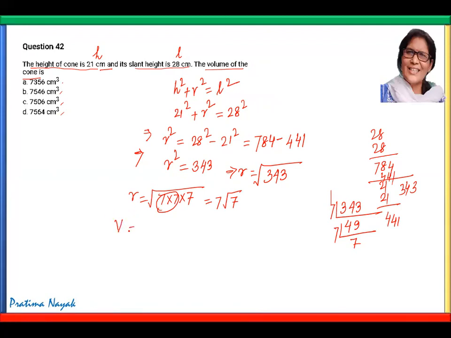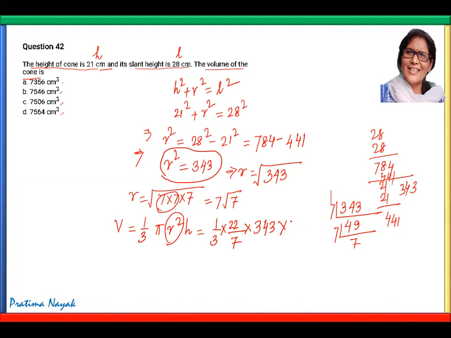V is equal to 1 by 3 pi R square into H. So 1 by 3, 22 by 7. Oh, there is no need of R. We wasted time because directly I can put R square. No need of getting R here. So next time you can apply this logic. No need of R, R is not asked. So we can directly put R square 343 into H.